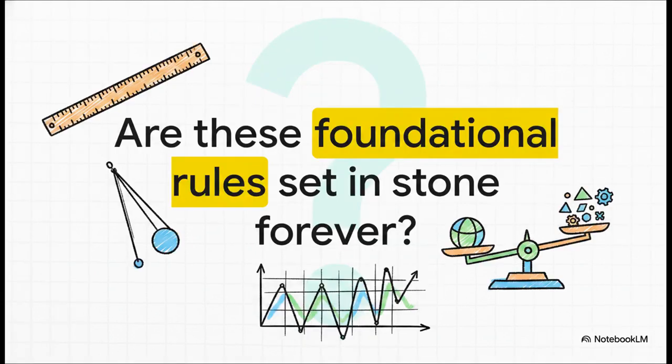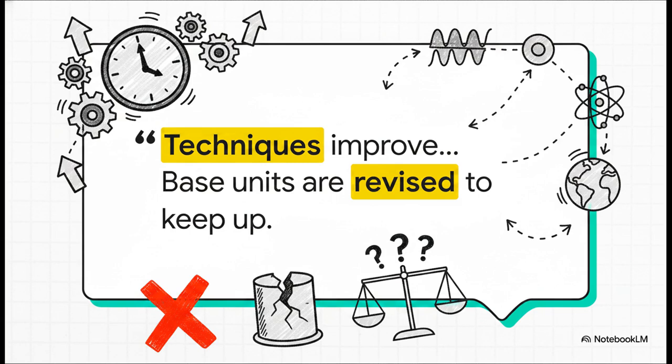No way, right? So before we close the toolbox on this chapter explainer, it is worth asking, are these foundational rules just set in stone forever? Are our definitions of the meter and the kilogram totally permanent? The short answer, no, they aren't static at all. As our technology gets better, the definitions of base units actually have to be revised to keep up. In fact, the SI system got a major revision quite recently, in 2018. Instead of relying on physical objects, like there used to be a literal metal cylinder in France that defined the kilogram, scientists completely tied all the base units to unchangeable constants of nature, things like the speed of light and the Planck's constant.